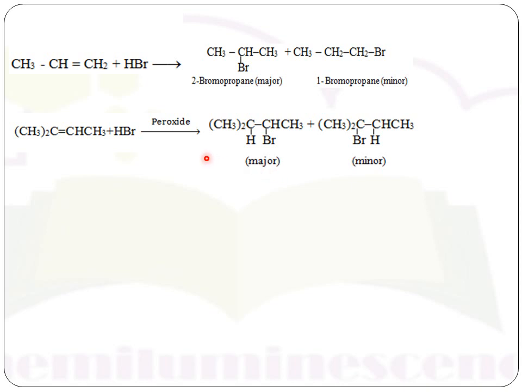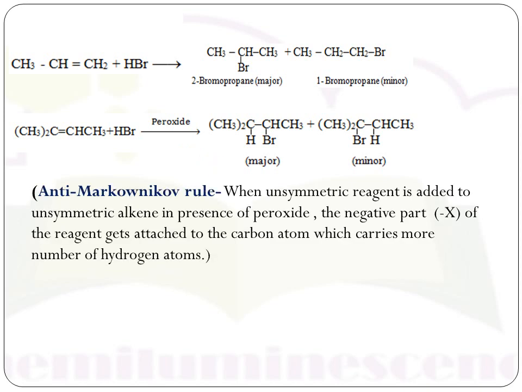The rule for this is known as either the peroxide effect, anti-Markovnikov rule, or Kharash effect. Let's see what the anti-Markovnikov rule is. When an unsymmetric reagent is added to an unsymmetric alkene in the presence of peroxide, the negative part is attached to the carbon carrying more hydrogen atoms, and the product obtained by this is formed as the major product.